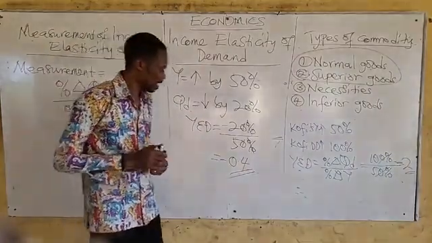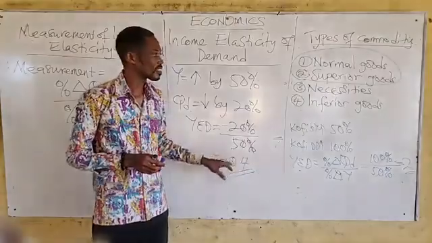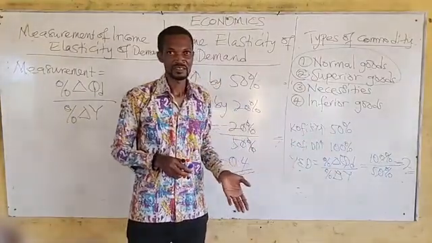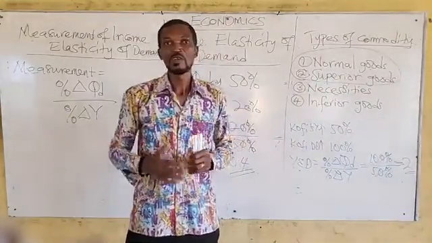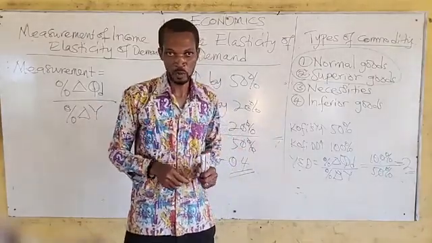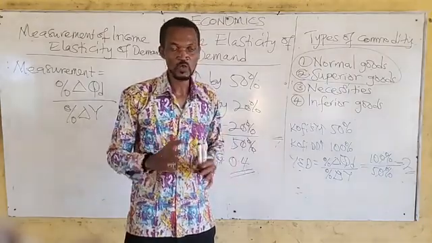And once your answer is negative 0.4, your interpretation is that the commodity is an inferior commodity. And I normally say that you are a young man and your money can buy, in our part of the country, we call a certain drink sobolo. That is what your money can buy. This is not an offense to anyone.